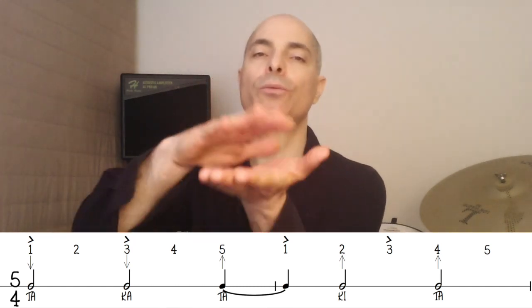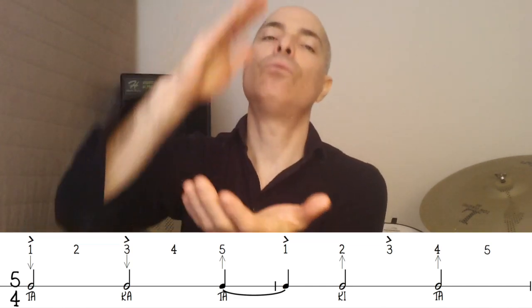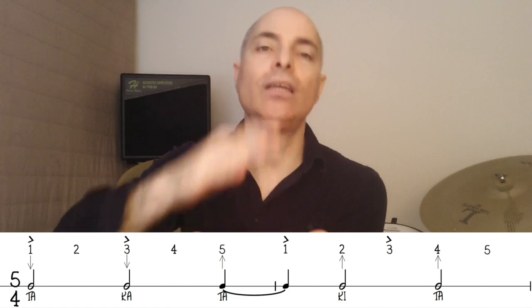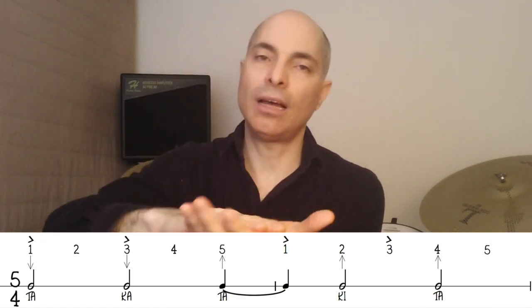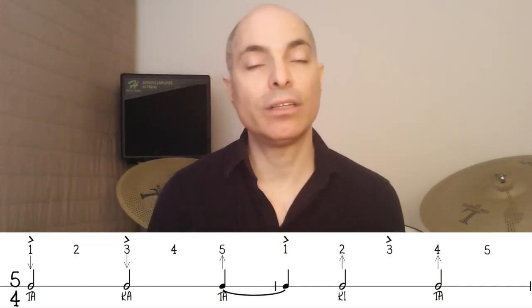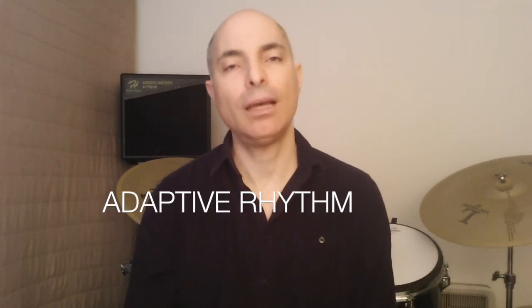So the whole thing once more. Ta, ka, ta, 1, ki, ta, ta, ka, ta, 1, ki, ta, ta, ka, ta, ki, ta. See if you can shift your awareness between those downbeats and upbeats. And this is what I call adaptive rhythm. We are adapting the rhythm that we hear into a format of 5/4.